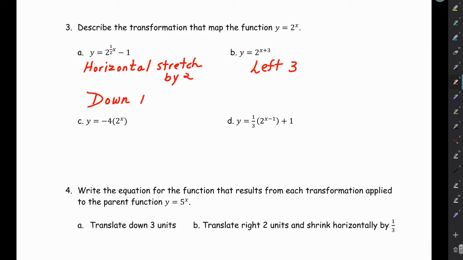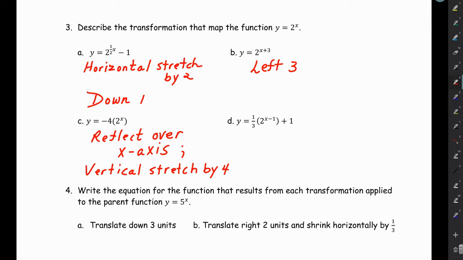For part C, we have a negative in the front. That's a reflection over the x-axis. And we also have that 4 there. That 4 means that we have a vertical stretch by 4.